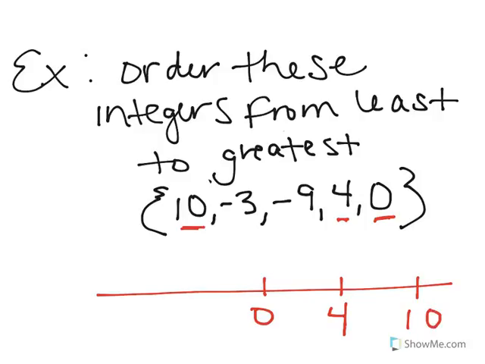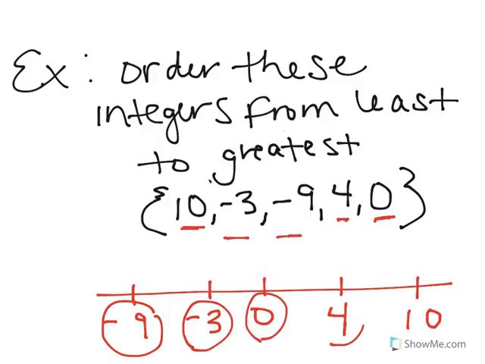So now heading backwards from 0, we have to deal with the -3 and the -9. Well, -3 is 3 away from 0, and -9 is 9 away from 0. So we know that -9 is the smallest, then -3, then 0, then 4, and then 10. So that's the order from least to greatest. Again, think of it as the number line.